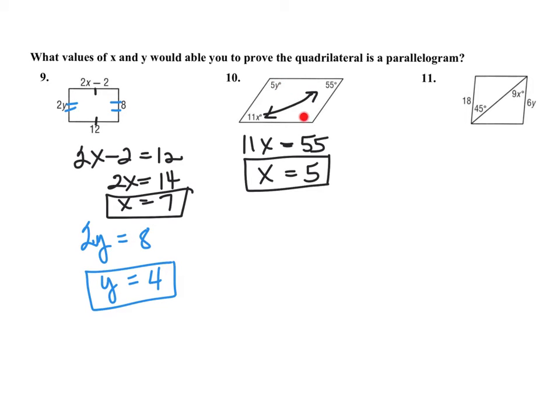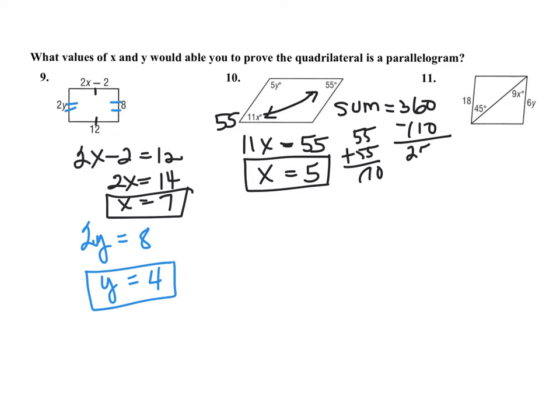2 angles to be congruent. And I can't just put 5y because 5y equals 5y is not a legit equation. So I do know that if it's a 4-sided figure, the sum of all of those angles has to be 360 degrees. So we'll add together these two 55-degree angles and we get 110. And so we'll subtract 110 from 360, and we get 250 degrees left.